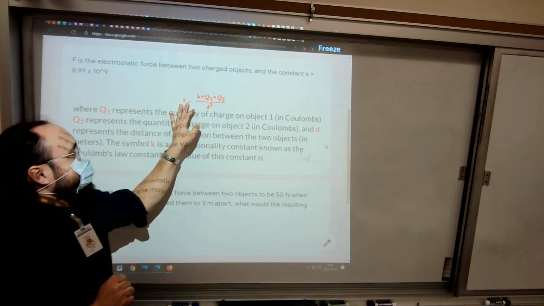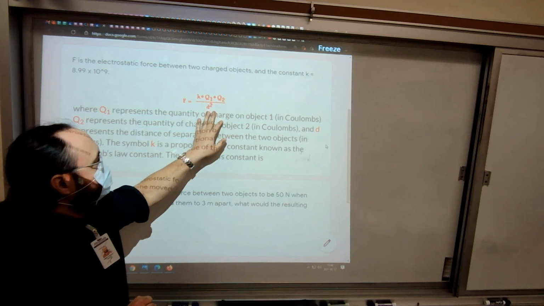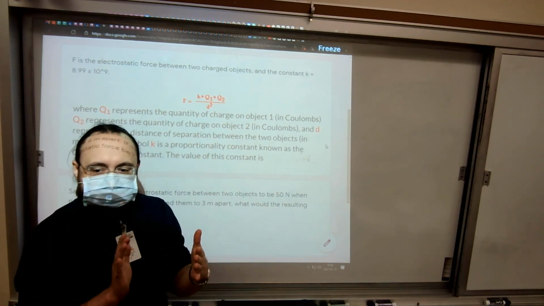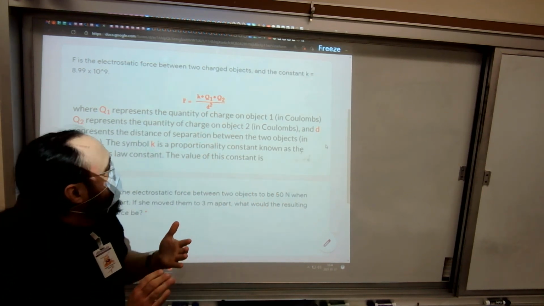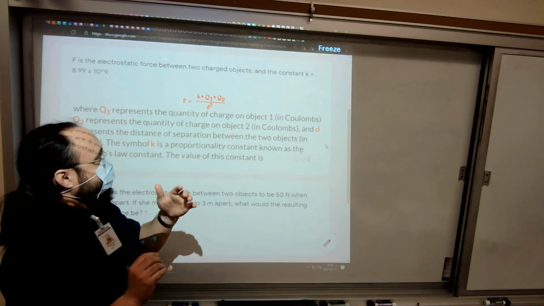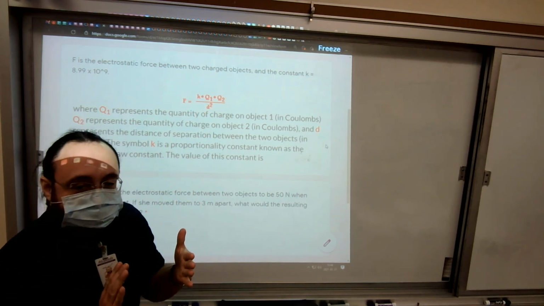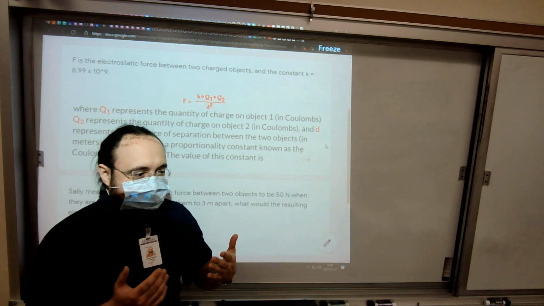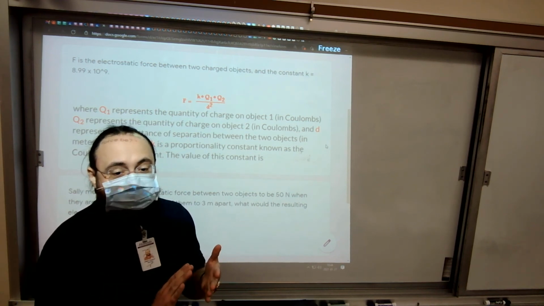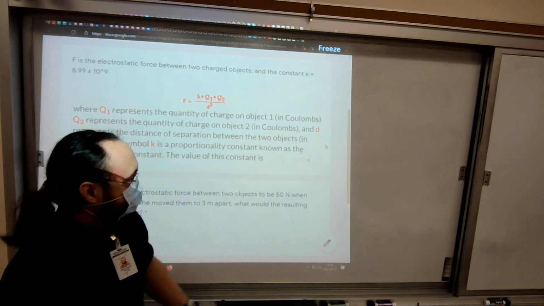If it were just F equals blah blah blah over distance, then if you get twice as close, the force would be twice as much. But because of the squared, if you get twice as close, the force is 4 times as much. Or if you get 3 times as close, it's 9 times as much because of that squared.